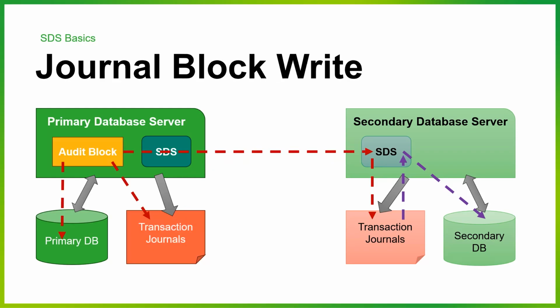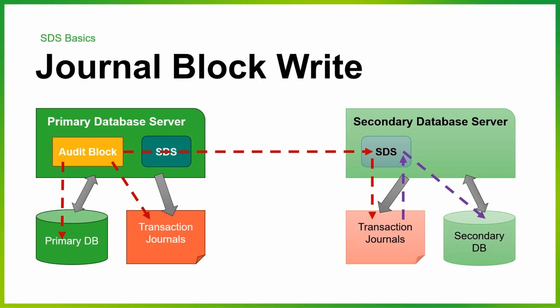In contrast, the journal block write mode transfers audit blocks from the primary to the secondary journal when they are written to the journal on the primary. This is done asynchronously and continuously in order to not hinder the performance on the primary whilst attempting to keep as close to the primary as possible.